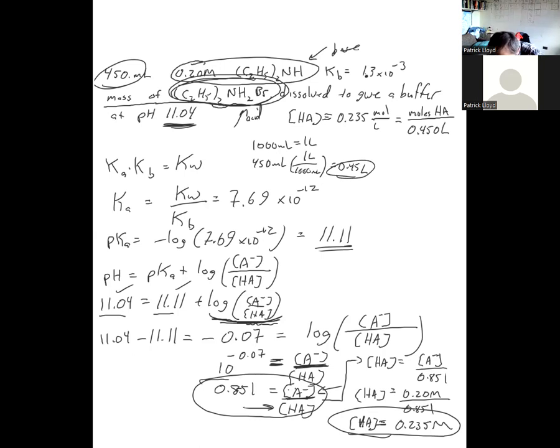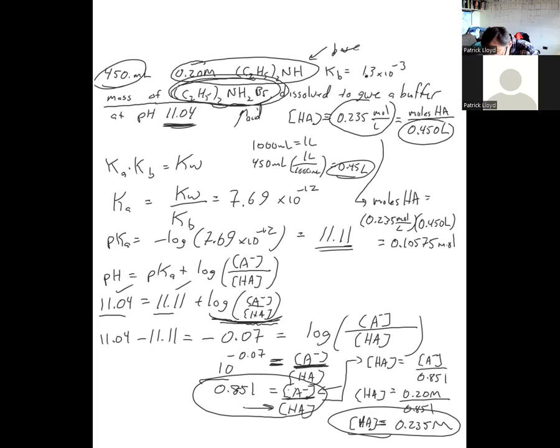So now I know the molarity and I know the volume. I can find the moles. So let me just bring it down here. Moles of HA are equal to 0.235 moles per liter times 0.450 liters. Okay, so 0.235 times 0.45, and you get 0.10575 moles of your acid. We're almost there. You got the number of moles, okay? The last step is to convert that to grams. If you have the moles and you know the molar mass, you can calculate the number of grams, okay?